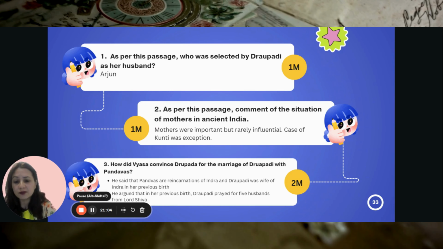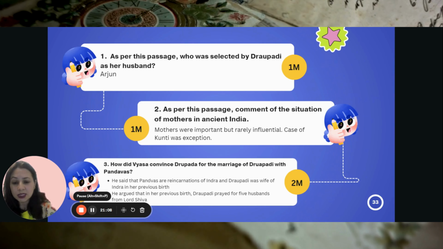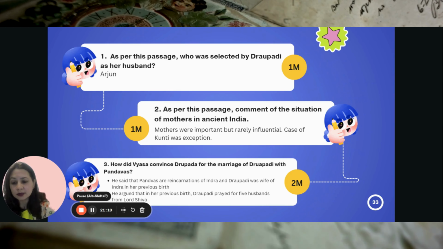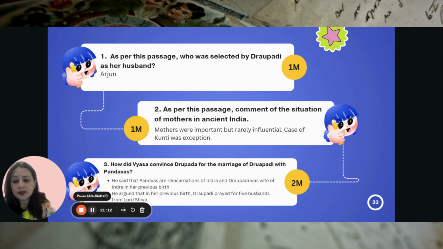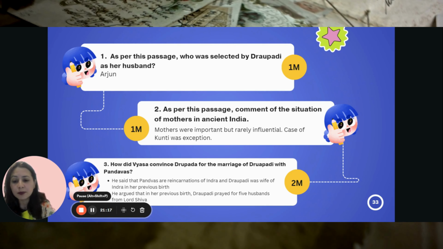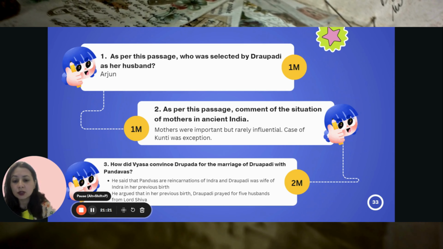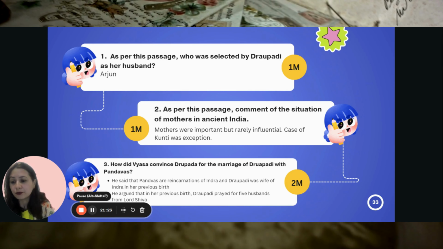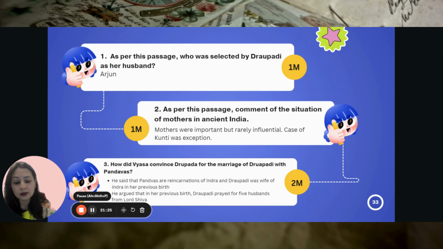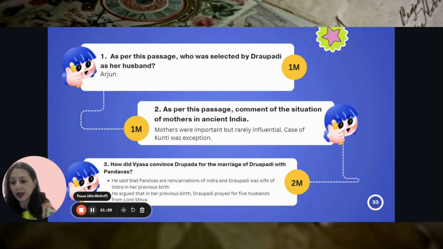How did Vyas convince Draupadi for the marriage of Draupadi with the Pandavas? So these are the reasons. It's the direct answer. He said that the Pandavas are the reincarnation of Indra and Draupadi was the wife of Indra in her previous birth. He also argued that in a previous birth, Draupadi had prayed for five husbands from Lord Shiva, and this is what she got in this life in the form of five Pandavas.